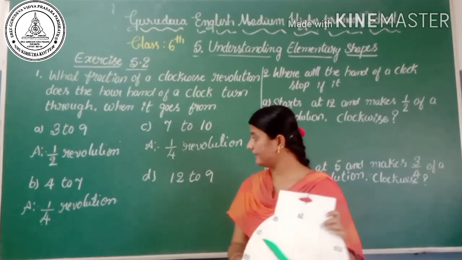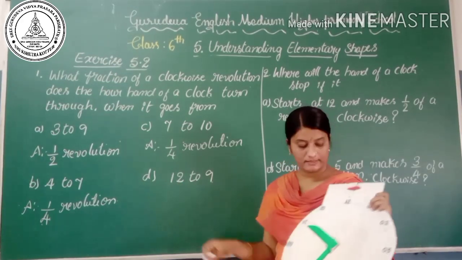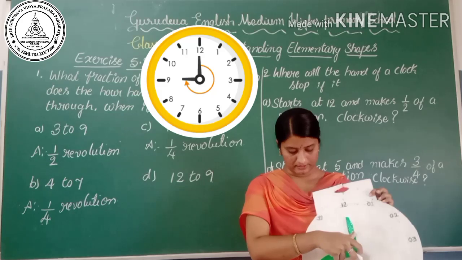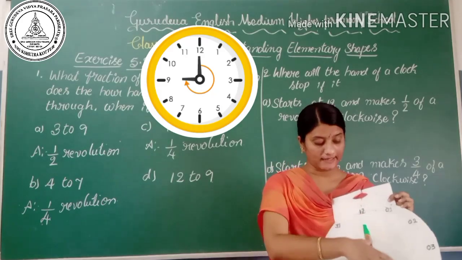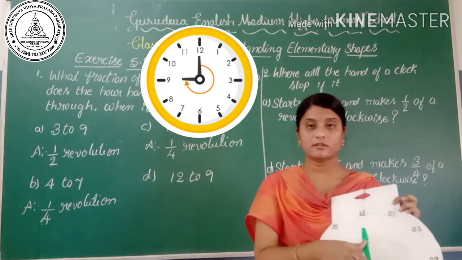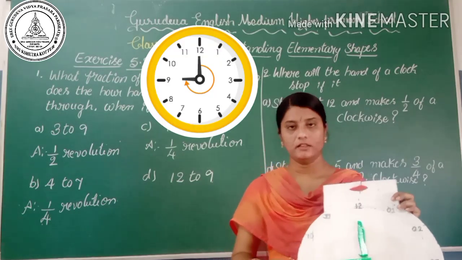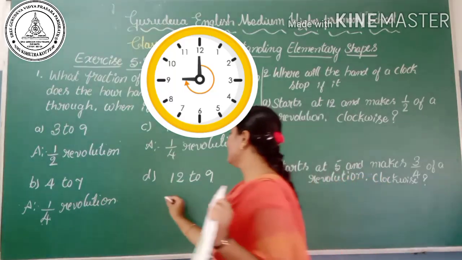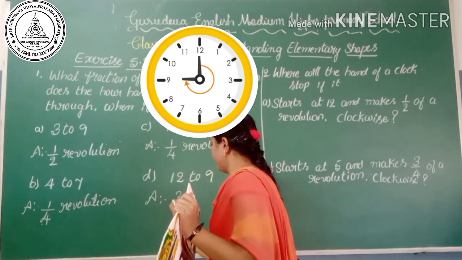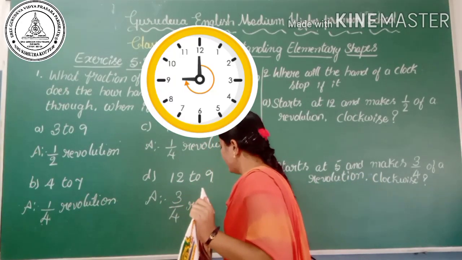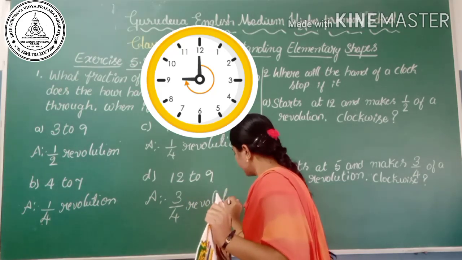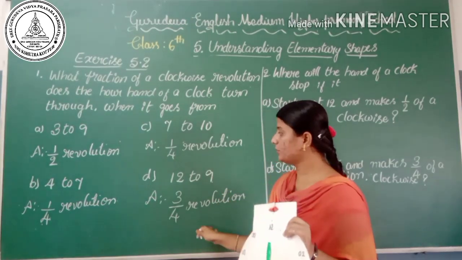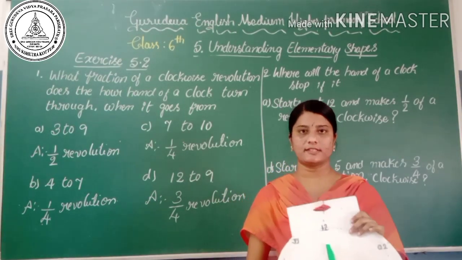Yes. Then next D, 12 to 9. You see here there is a 12 and here there is a 9. So 12 to 9 turns through 3 right angle turns, which means it is 3/4 revolution. Right? Yes. The rest of the 2 questions, you have to do yourself in your notes.